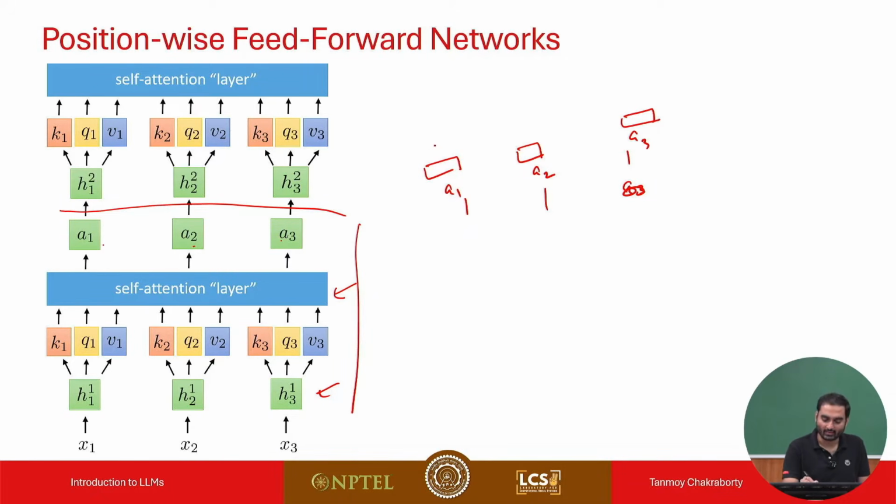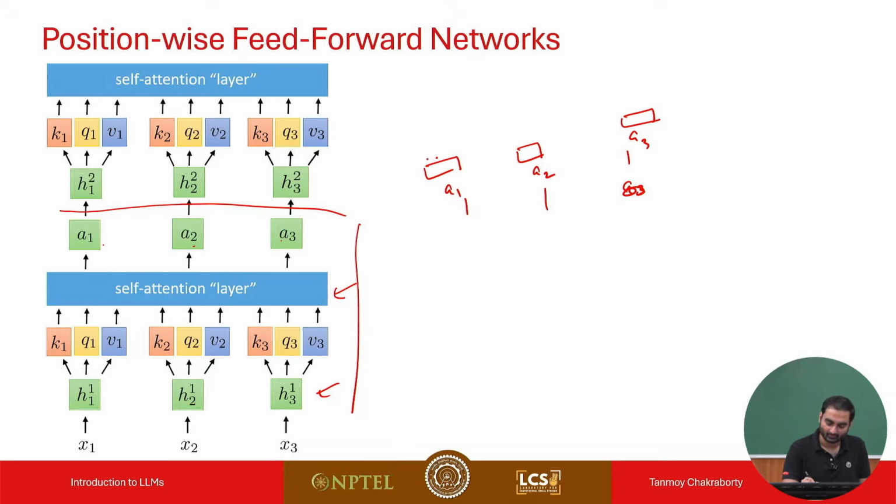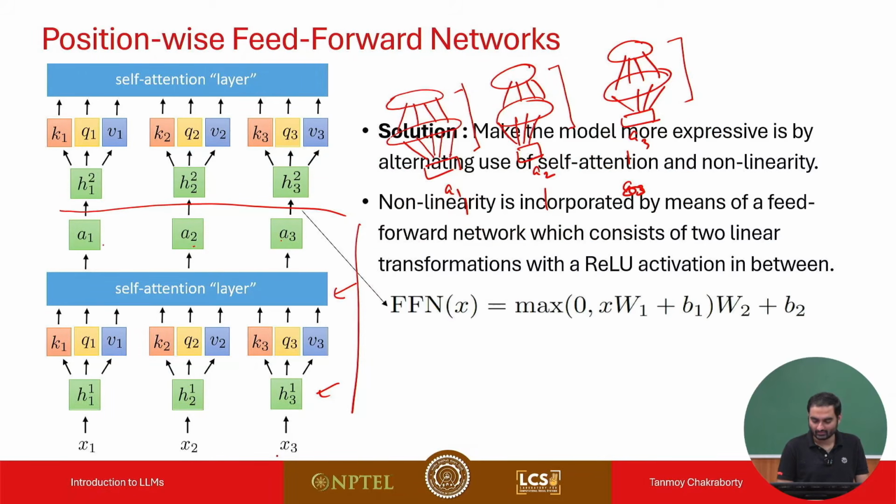Okay, what we do, we apply a feed-forward network at every position, right? Meaning, we'll apply a feed-forward network like this. It's a two-layer kind of network, one hidden layer, something like this. So this is a feed-forward network. There are two layers. So what will it do? It will essentially do this thing.